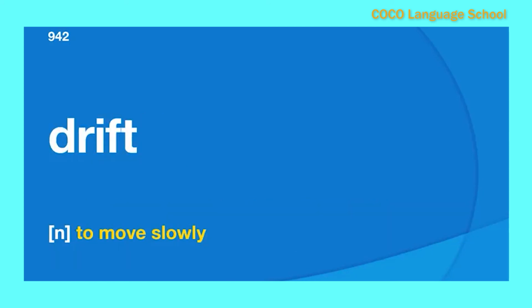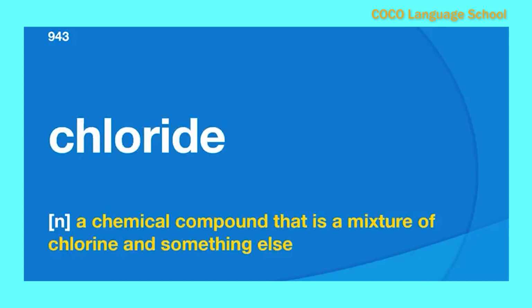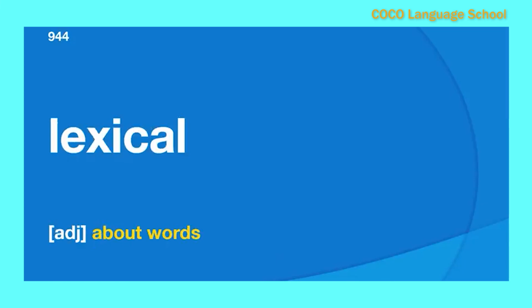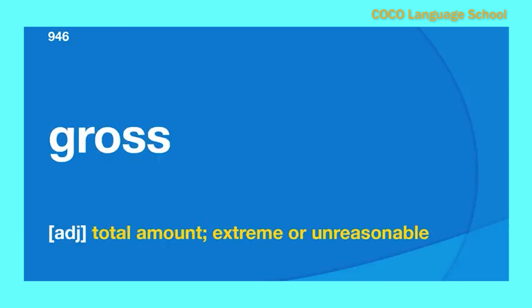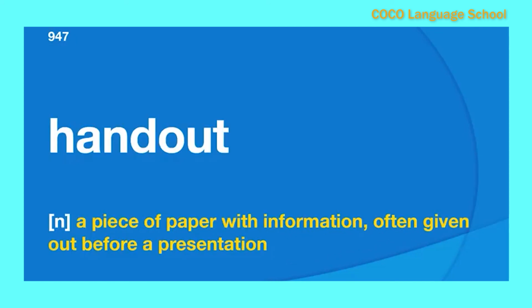To move slowly. Drift. A chemical compound that is a mixture of chlorine and something else. Chloride. About words. Lexical. A striking effect or result, to hit with force. Impact. Total amount, extreme or unreasonable. Gross. A piece of paper with information, often given out before a presentation. Handout.